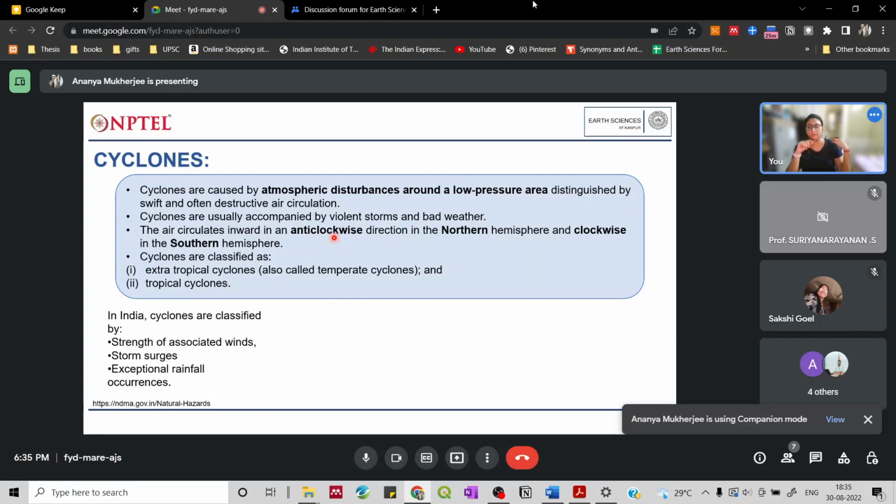And we have two different kinds of cyclones, that is extratropical and tropical. Extratropical are temperate cyclones, so they happen at higher latitudes when compared to India. They actually happen in the temperate region, that is mid to high latitudes. So those are extratropical cyclones. And in India, cyclones are classified as severe, very severe, in those terms by the strength of associated winds, storm surges, and the rainfall that accompanies the cyclones.